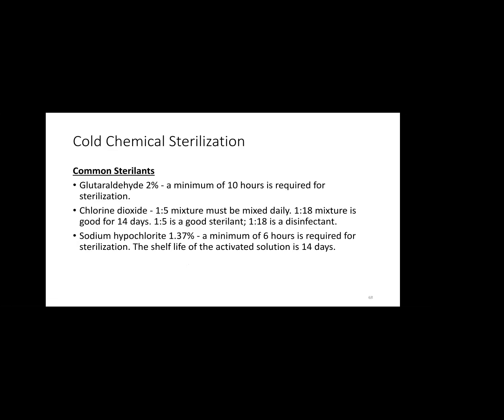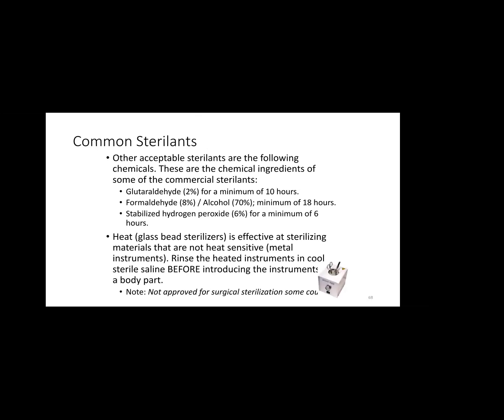Common sterilants in cold chemical sterilization are glutaraldehyde, 2%, for which a minimum of 10 hours is required for sterilization. We've got chlorine dioxide in a 1 to 5 mixture, which can be mixed daily, or a 1 to 18 mixture, which is good for about 14 days. 1 to 5 is a good sterilant, 1 to 18 is a disinfectant. So as you can see, the less concentrated your chlorine is, the more it is a disinfectant and not a sterilant. A sterilant always has to have a very high concentration in order to sterilize properly. Sodium hypochlorite, the common name being jik, can also be used for sterilization.